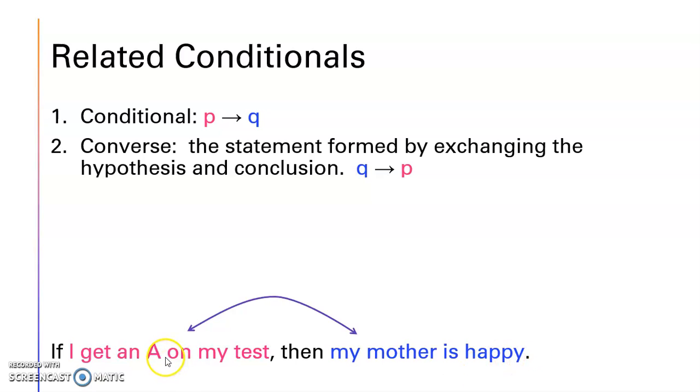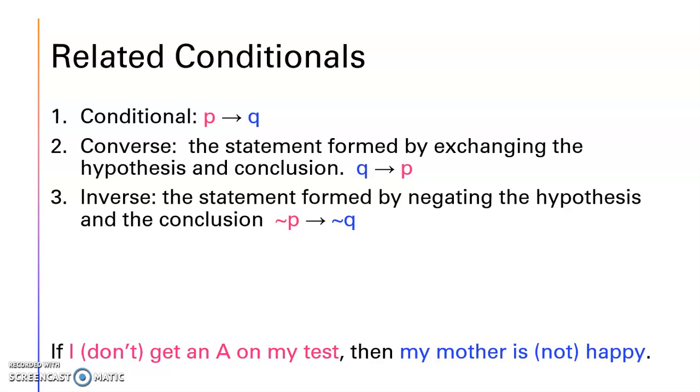So I switch the pink statement with the blue statement, and that will create the converse. The next type is an inverse. This is where we negate both the hypothesis and conclusion. So I would add in the nots. So I would say, if I don't get an A on my test, then my mother is not happy.